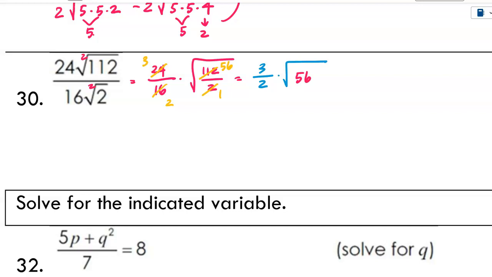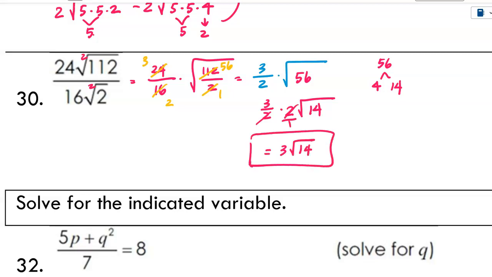Square root of 56. 56 is made up of 4 times 14, and 4 is the perfect square. So we're going to take the 3/2 and multiply it by that 2 that comes out. And then the 14 has to stay inside. That simplifies, and so we get 3 to the square root of 14. There you go.